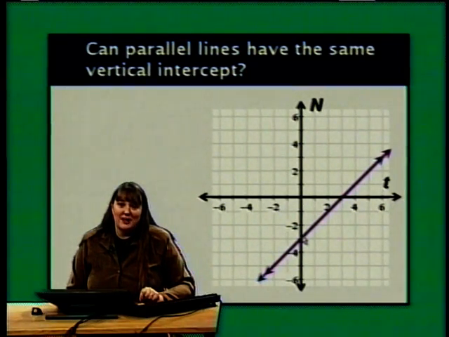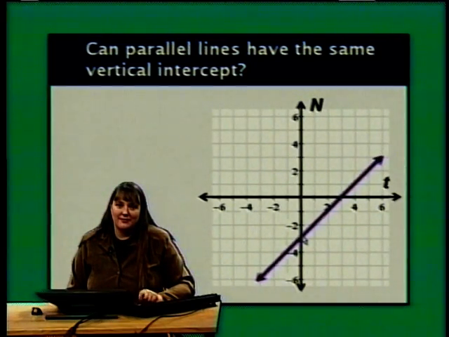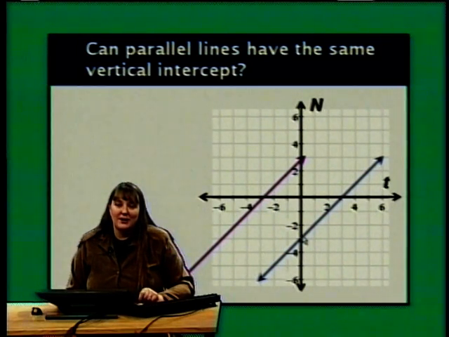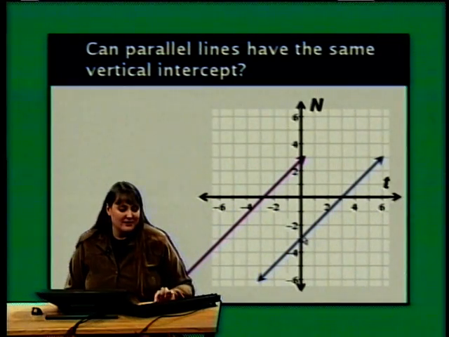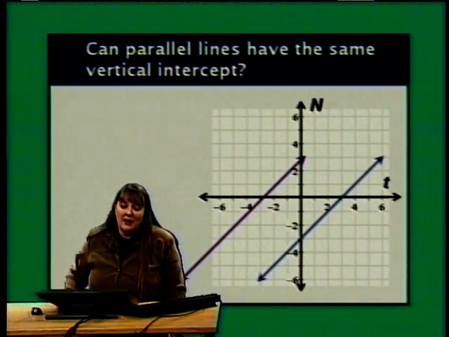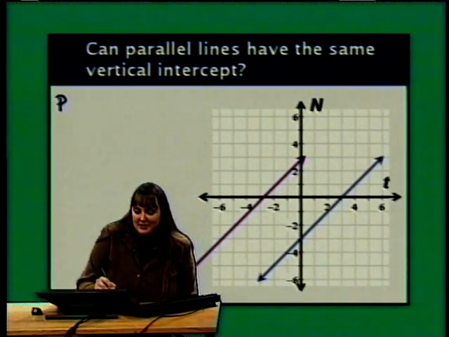This one that has the same vertical intercept happens to be the same line. What if I move my lines to the left? It looks like, again, I'm changing the vertical intercept. The only time parallel lines could have the same vertical intercept is, in fact, if they were the same line. So then they would be the same line, not parallel lines. So we would say parallel lines cannot have the same vertical intercept.